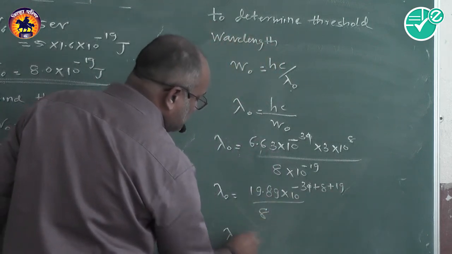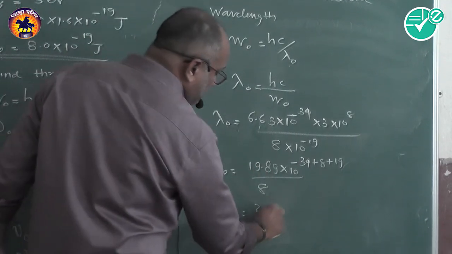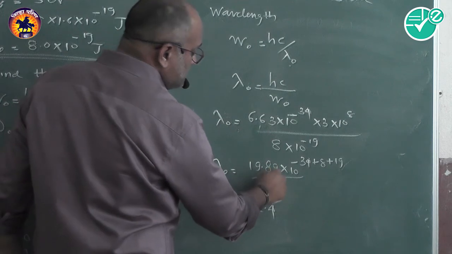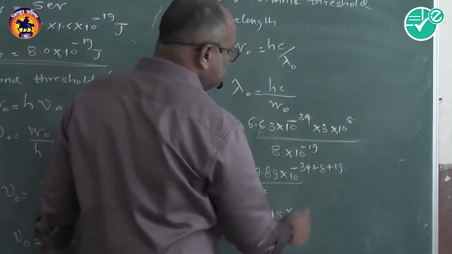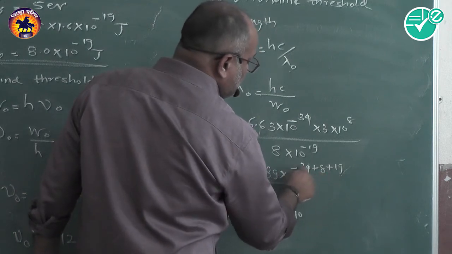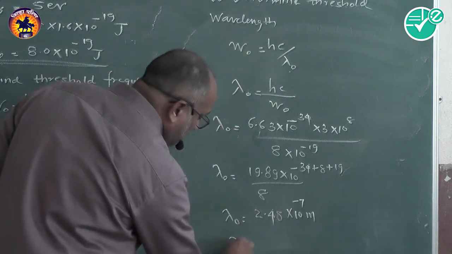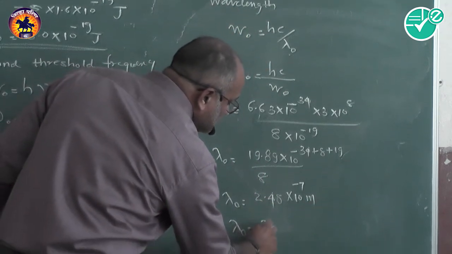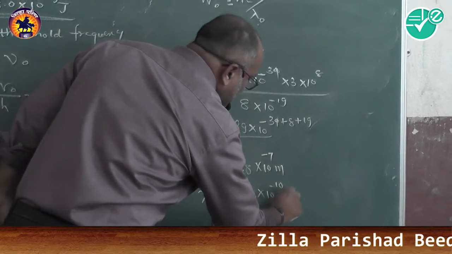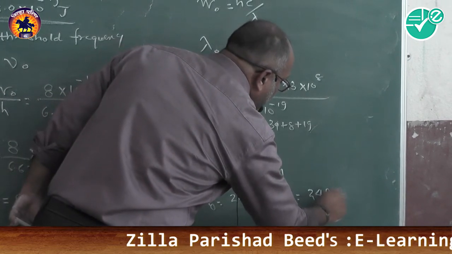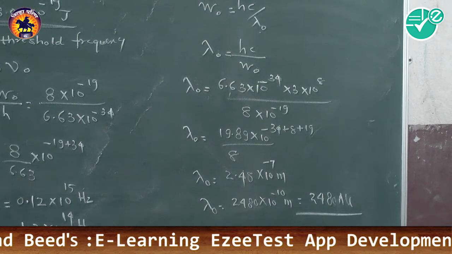So lambda 0 is equal to 8 2s are 16, 3 remaining 38, 8 4s are 32, 69, that becomes 8 8s are 64 into 10 raised to minus 19 plus 8, 27, and this is minus 7, that is meter. Or lambda 0 is equal to, I am writing this as 2480 into 10 raised to minus 10 meter, or 2480 angstrom unit. Write down.